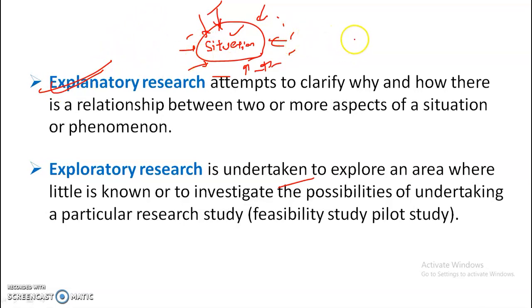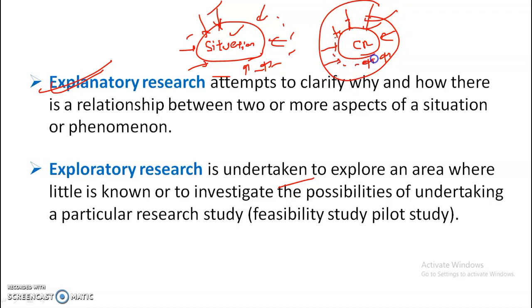So let's take any one situation. Let's take the classroom. In the classroom, if the students are not interested in the lectures, or if the students are not getting good marks, then we have to find out the different parameters for why the students are not getting good marks. Once you find out the different situations and the relationship between them, then we can overcome the problem of the students not getting good marks. By making the relationship between all these parameters, we can make the students get good marks. So that comes under explanatory research.